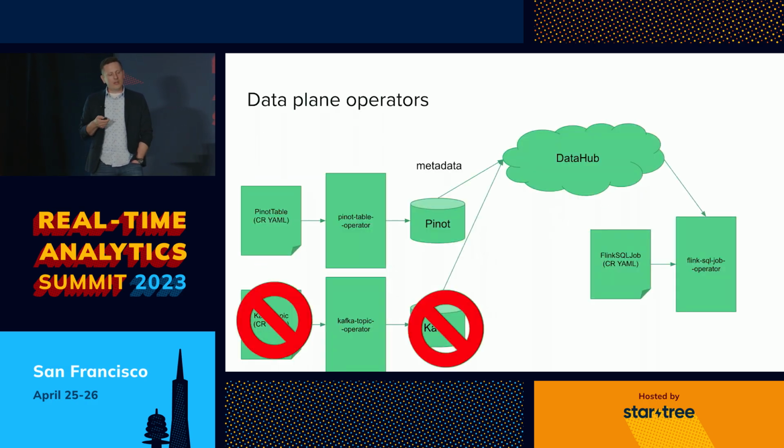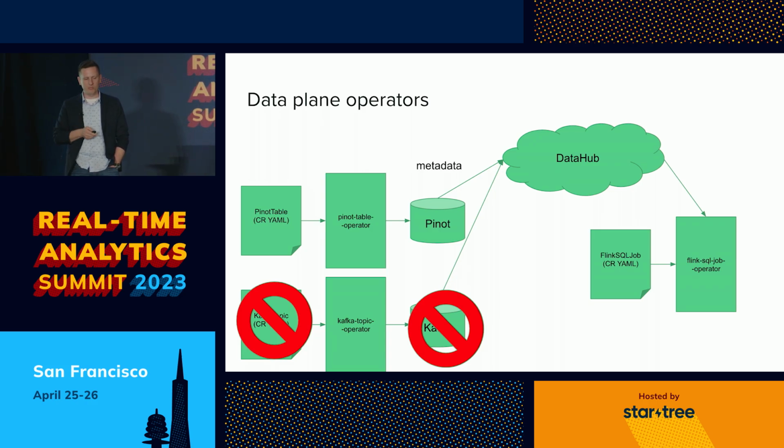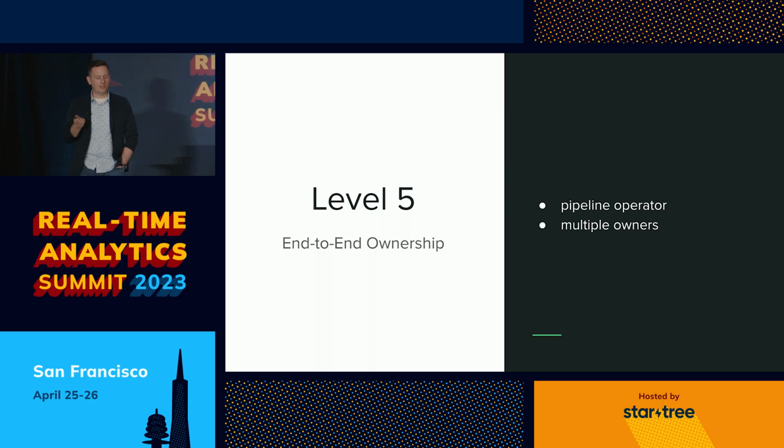All right, so if you delete a Kafka topic custom resource, the expected outcome would be that the Kafka topic operator would go delete the Kafka topic for you. Now this can get kind of scary, right? If you're creating and deleting custom resources, you might be dropping data from databases, and that can be scary. So we'll talk about leveraging owner references to prevent that from happening. And that's our next bullet here, level 5. We'll talk about end-to-end ownership.